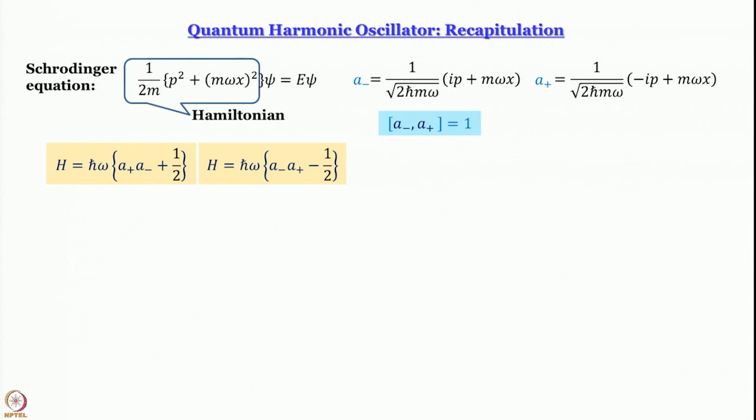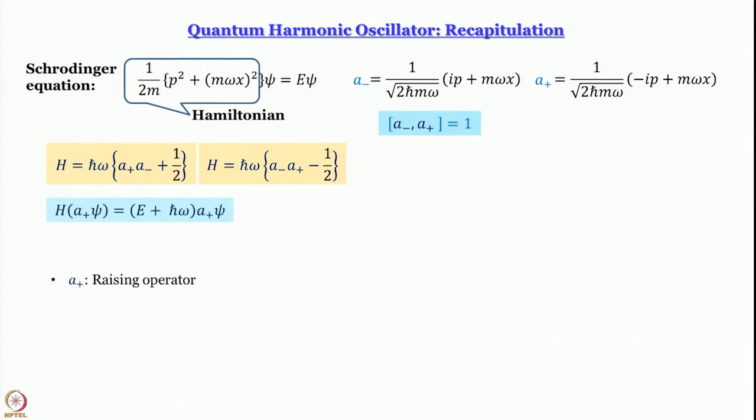There are two ways in which we can write it, because the operators do not commute with each other. H can be written as H cross omega multiplied by A plus A minus plus half, or you can write H cross omega A minus A plus minus half. Remember, A plus A minus and A minus A plus are not one and the same, because the commutator is 1 and not 0. Which one do we use? We use any one of these forms, whichever is convenient for the particular problem we are trying to solve.